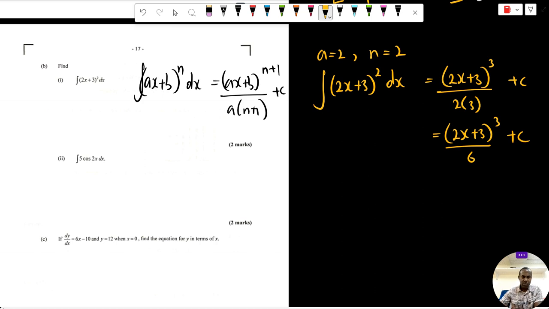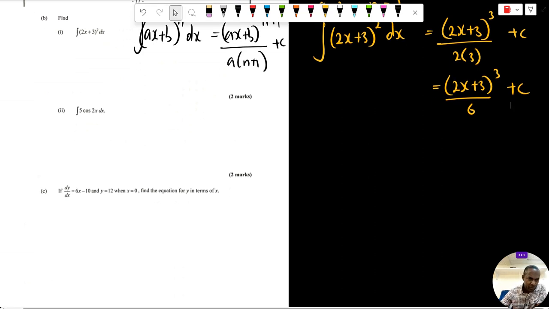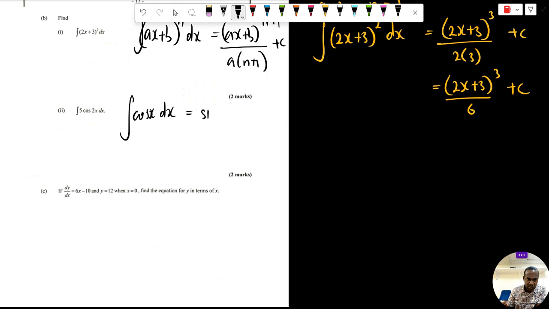Now the next part deals with integration of a composite trig function. So the integral of 5 cos 2x dx. We know that as a basic integral of cosine, the integral of cos x dx is equal to sin x plus c. We know that much. However, this is not just a standard or a single cos x. It's a composite function. And we basically do this.